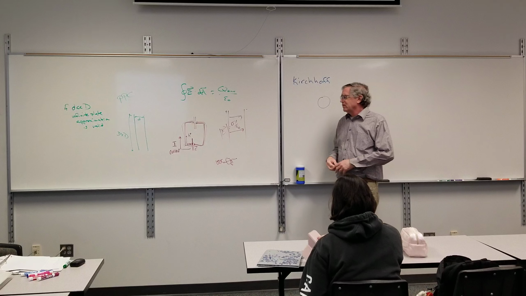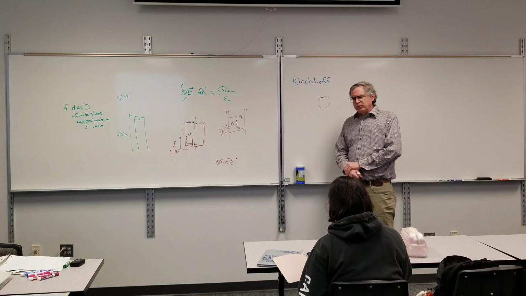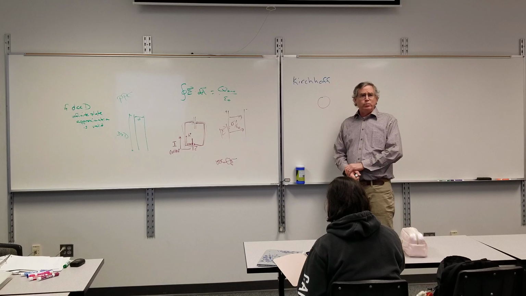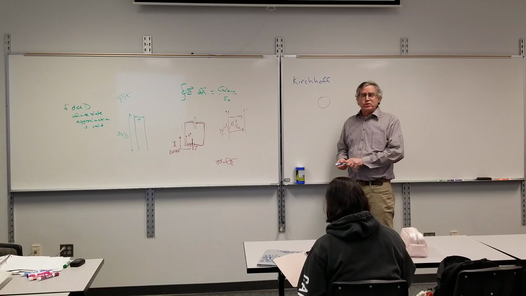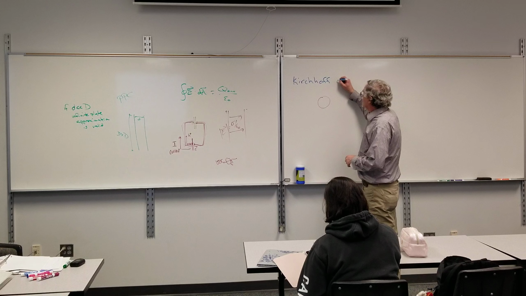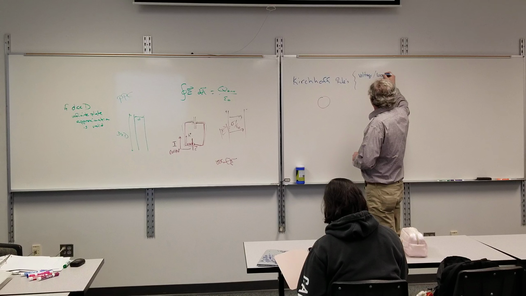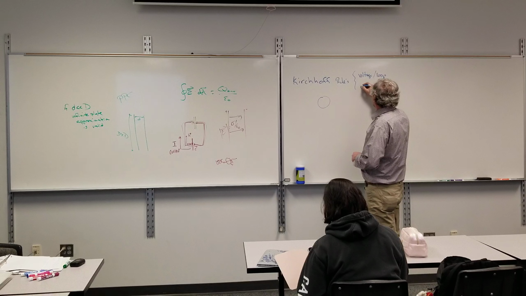Kirchhoff, he came up with two rules. One is called the voltage rule or the loop rule. The other one's called the current rule or the junction rule. So the Kirchhoff's rules: there's the voltage slash loop and the current slash junction.